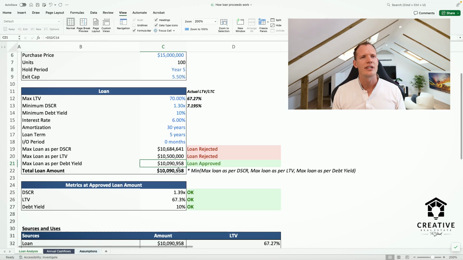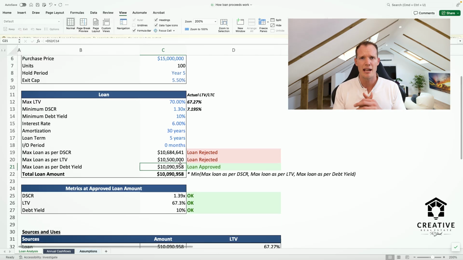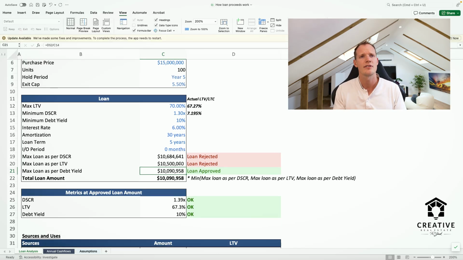And our final metric is based on the debt yield, which, as you'll recall, is essentially the net operating income divided by the percentage of the debt yield that they require, which in this case is 10%. So because we have a net operating income of $1,009,000, our maximum loan amount per the debt yield is going to be $10.090 million.